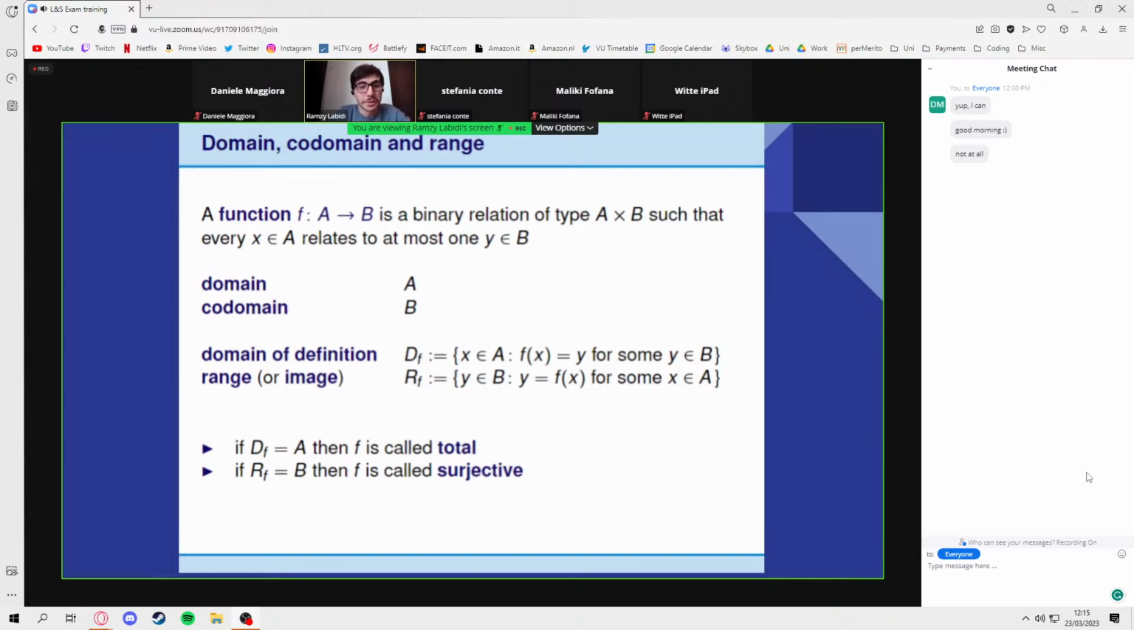If the domain of the function consists of the entirety of the domain of the original source set, then the function itself is called total. If the range itself covers the codomain, basically an entire set completely, then we call it surjective.